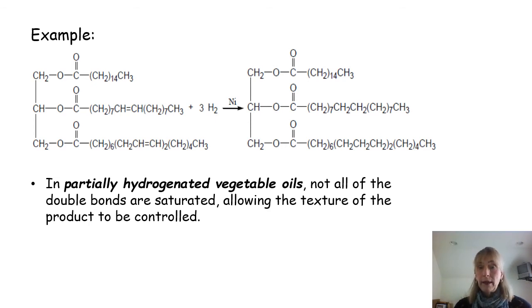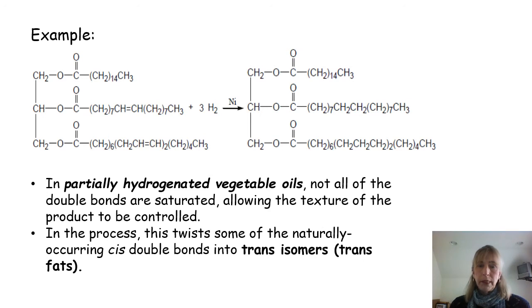And why do we do this? Because it allows the texture of the product to be controlled. Maybe you don't want it super duper solid. Maybe you want it a little bit more workable, spreadable, so to speak. So you're going to partially hydrogenate it rather than fully hydrogenate it. In the process of partial hydrogenation, what this does sometimes is it twists some of those naturally occurring cis double bonds that we talked about, and it twists them into trans isomers. And this is how we end up with those things called trans fats.